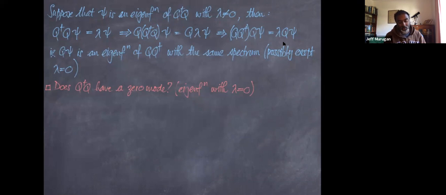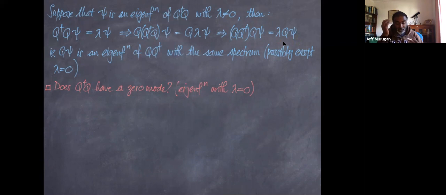And then I act on both sides of this equation with q. So that's q times q dagger q acting on psi. And on the right-hand side, it's q acting on lambda psi. But lambda is just a number, right? And in the q dagger q, I can reorganize my brackets so that it brackets out q dagger and then q psi. And on the right-hand side, I pull out the lambda because it is just a number, and I get lambda q psi.